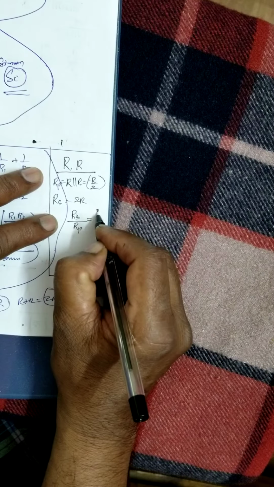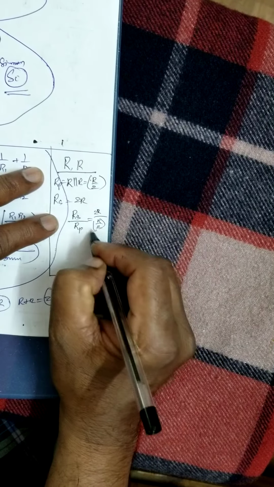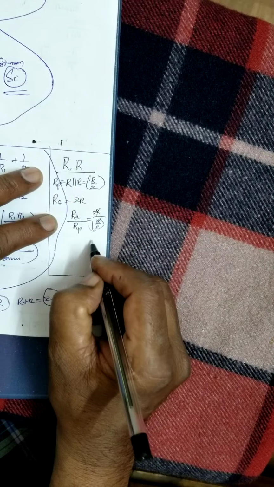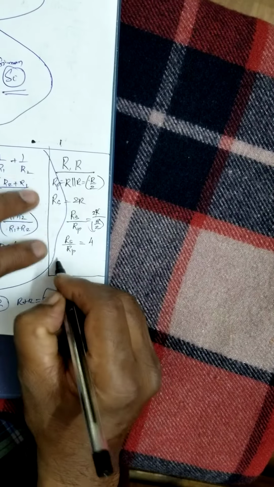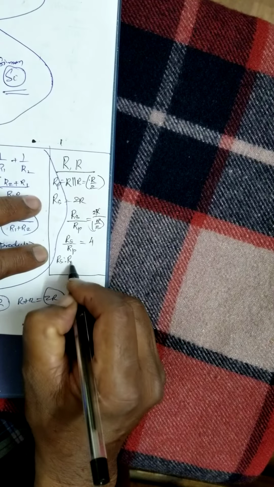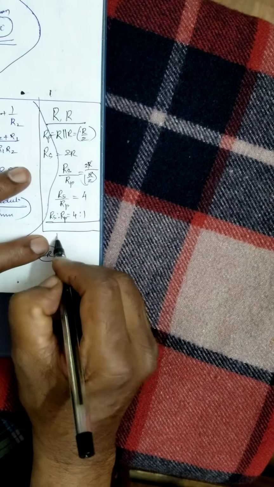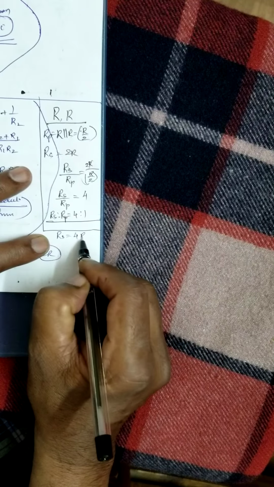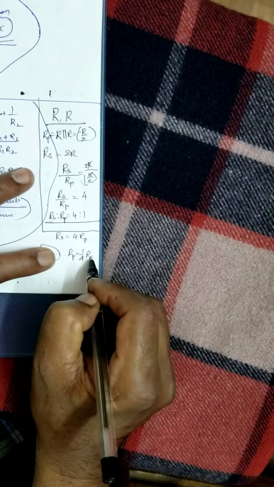R series is 2R. R parallel is R by 2. This goes up, therefore 4. R series by R parallel is 4, or R series by R parallel is equal to 4 is to 1. Therefore, R series is 4 times R parallel, or R parallel is 1/4 of R series.